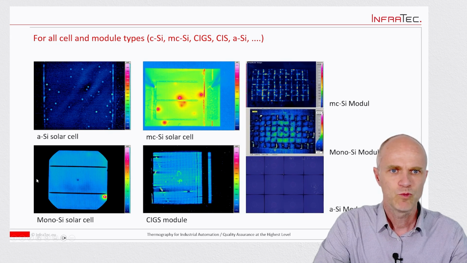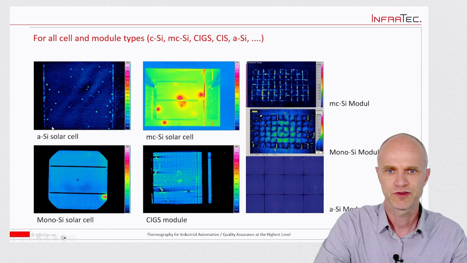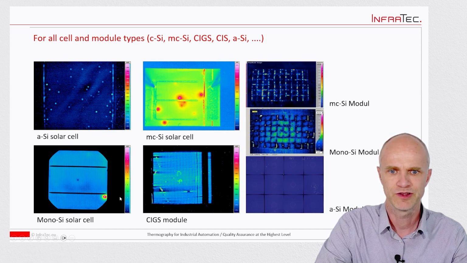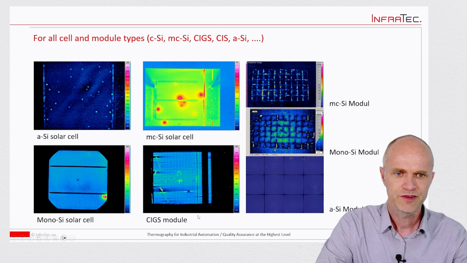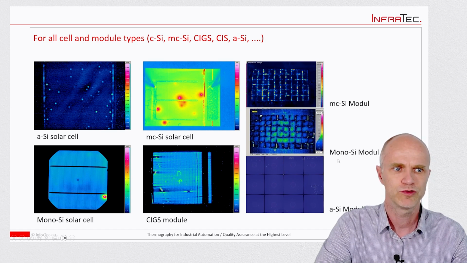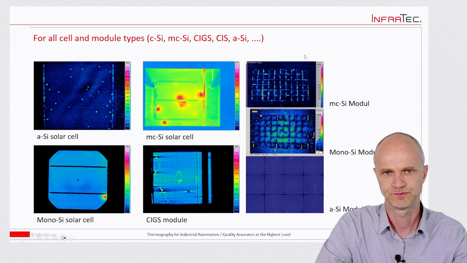Good. The same works for all types of different solar cells: for amorphous silicon types, for multicrystalline types, for monocrystalline types, for PERC cells, for CIGS modules, for example. And not just for cells, it also can be used for complete modules.